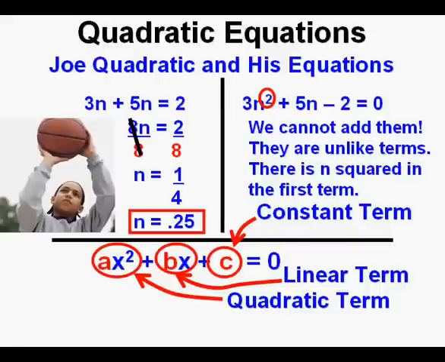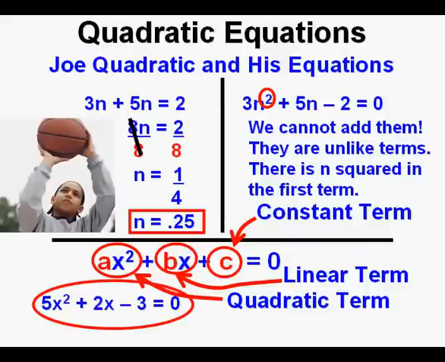Let's look at some examples in the lower left corner of the screen. 5x squared plus 2x minus 3 equals 0. Or you could have x squared minus 6x plus 2 equals 0. Or you could have 2x squared plus 5 equals 0 and have no linear term. Or you might have 5x squared minus 2x equals 0 and have no constant term.